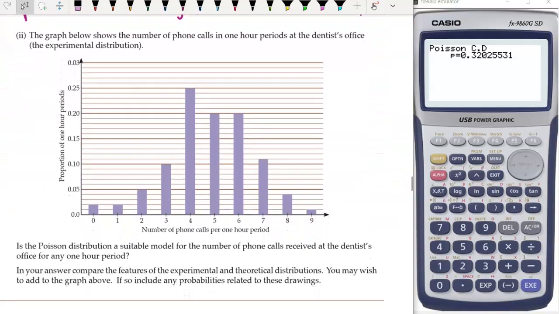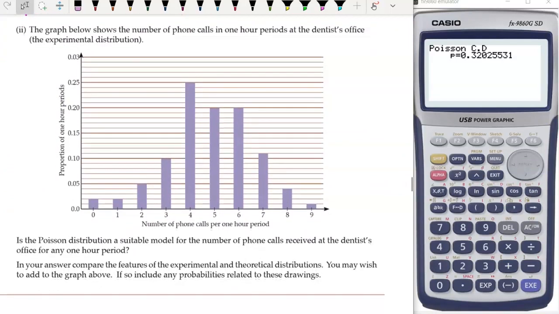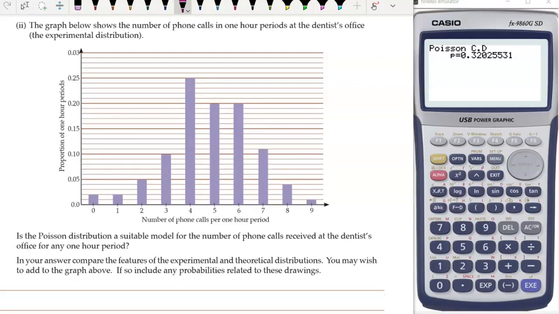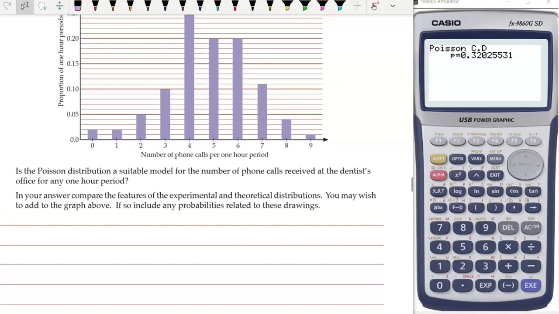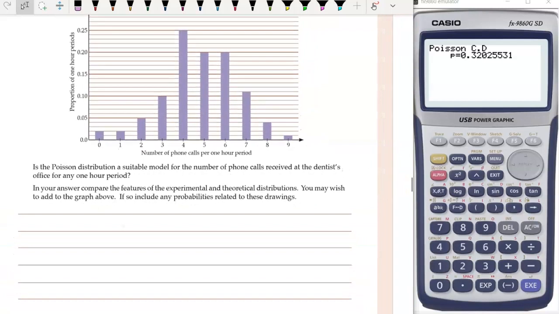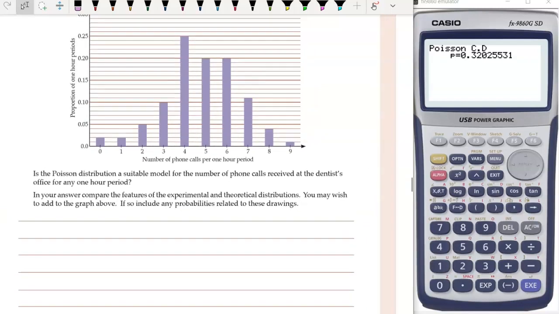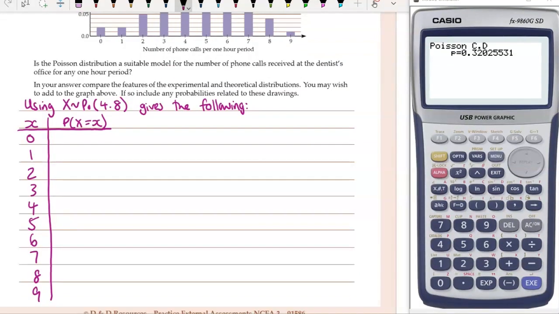Okay, and then we've got a graph of the number of phone calls in 1 hour periods at the dentist's office. We want to check if the Poisson distribution does actually match. So the first thing I'm going to suggest we do is work out the probabilities of 0 to 9 calls using a Poisson distribution. So I've set up this table. I've done it over on the left to leave enough room for writing about it on the right.